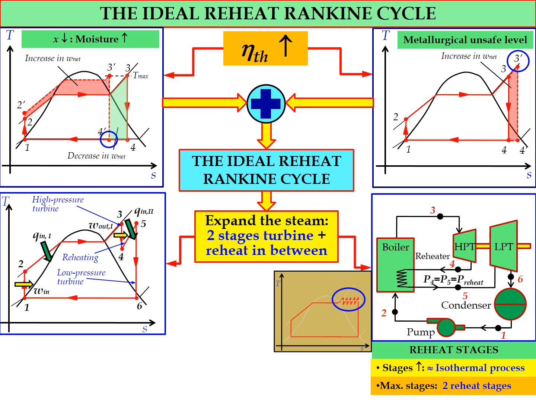In terms of W out, because we have 2 turbines, we will have 2 W out. W out 1 for the high pressure turbine, and W out 2 for the low pressure turbine. And at the condenser we will have Q out.